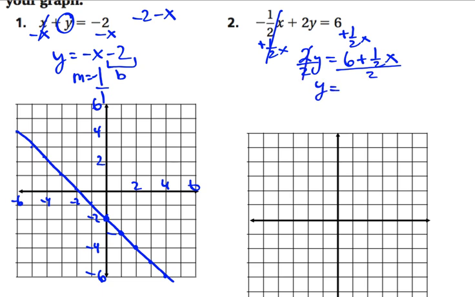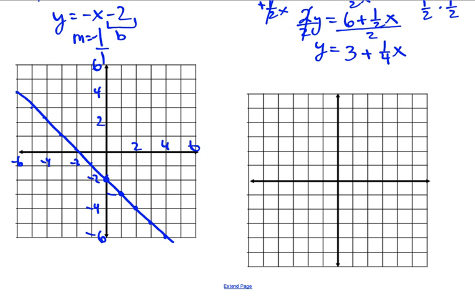Remember, when you divide, divide everywhere. 6 divided by 2 is 3. 1/2 divided by 2. Remember, when you're dealing with fractions and division, you should flip and multiply. It is 1/4. So we get y equals 3 plus 1/4 x. Now the intercept is 3. So I'm going to plot the point at 3. The slope is 1/4.